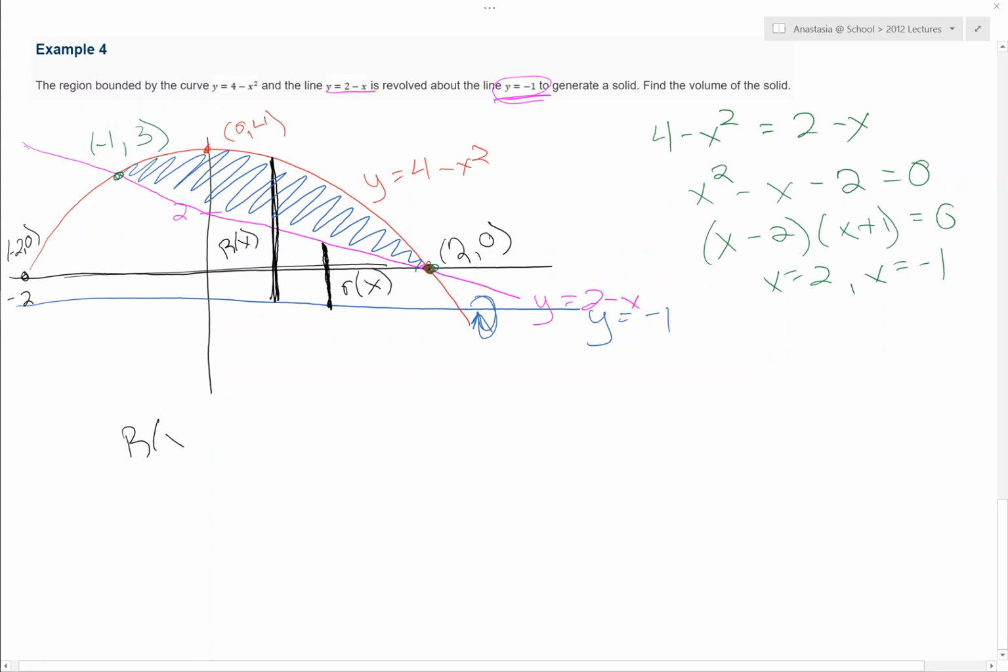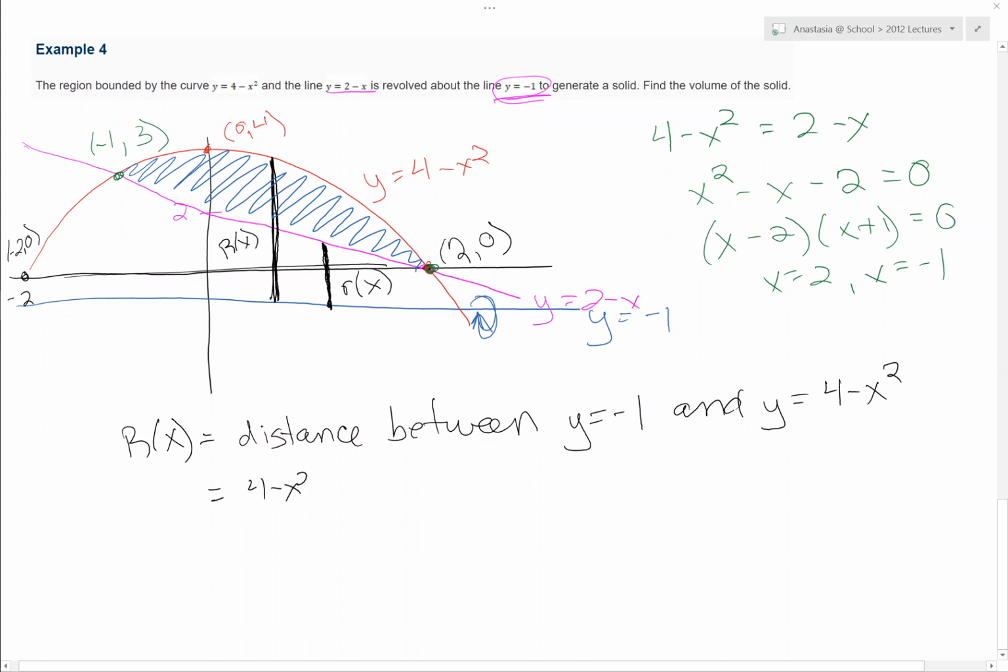So in words, big R of x, our outer radius, is going to be the distance between our axis of revolution, y equals -1, and our red curve, y equals 4 minus x squared. We're talking about a vertical distance, so that's going to be top minus bottom. Our top function is 4 minus x squared. Our bottom function is -1, so we're going to have 4 minus x squared minus a -1, which gives us 5 minus x squared.